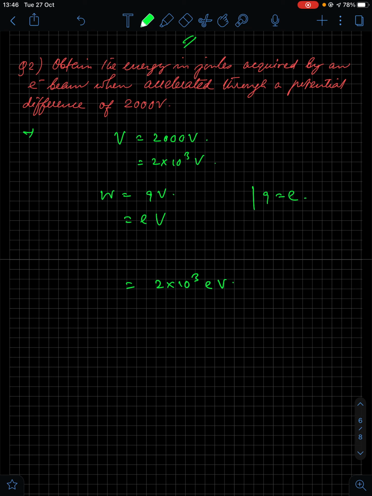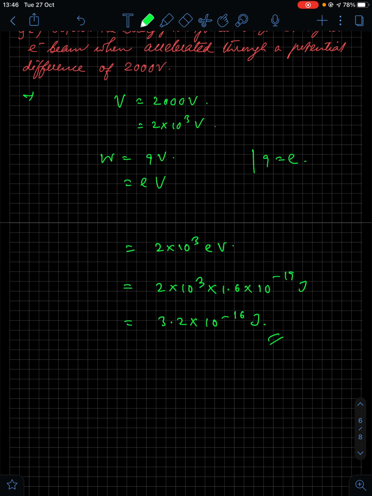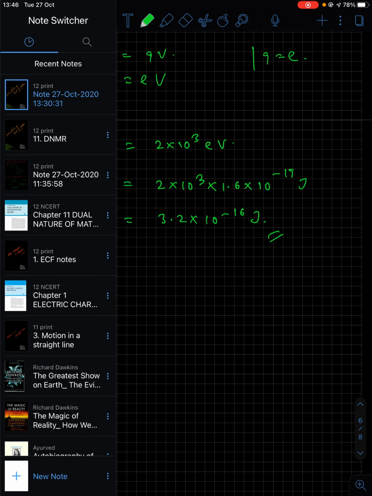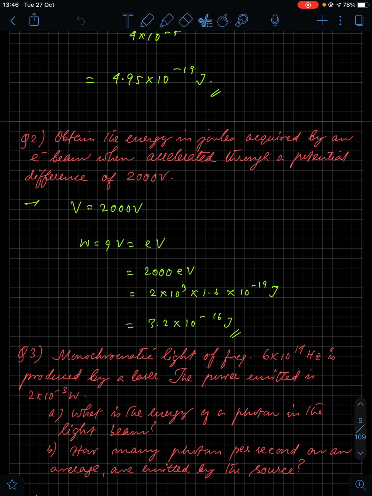Now if you want to convert that in joule, so 2 into 10 to the power 3 into 1.6 into 10 to the power minus 19 joule, that will give you 3.2 into 10 to the power minus 16 joule. So that's your answer. So that is question number 2. Number 3.